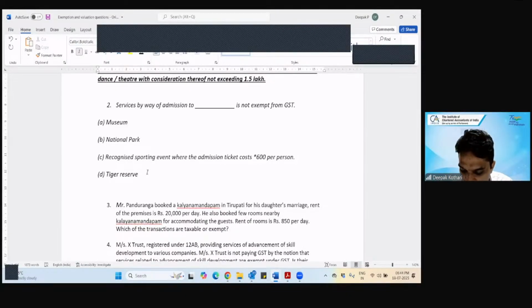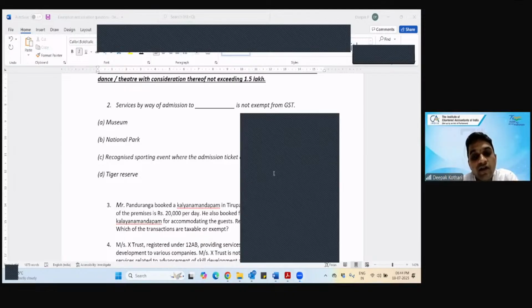It is exempt for any value. So that's why the first, second, and last are always exempt. And the third one is taxable because for recognized sporting events, if it is more than 500 rupees, it will be taxable fully, not only on the differential, it will be taxable on the whole value.